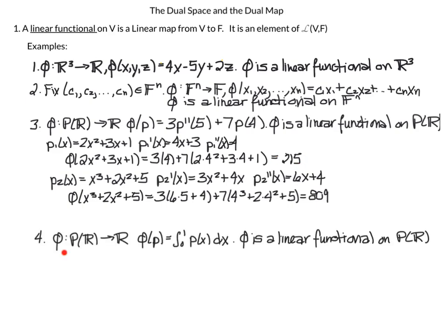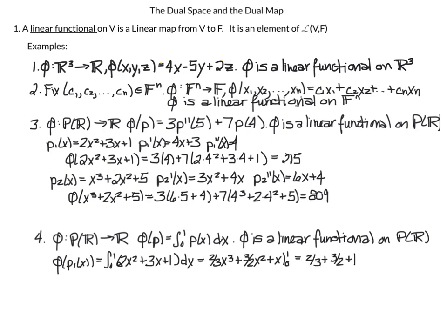Our next phi maps from the same space of polynomials over R to R, but we're going to define this phi as being the mapping that goes from the polynomial to the scalar that we get when we integrate our polynomial and then evaluate between 0 and 1. We see that phi then takes a polynomial. It maps to the real numbers because once we plug in 0 and 1 to the antiderivative, we will get a real number. And so we are mapping to the real numbers, so phi is a linear functional on P(R).